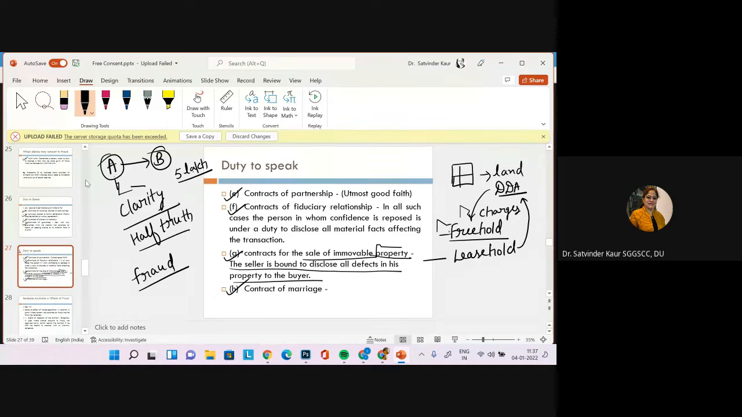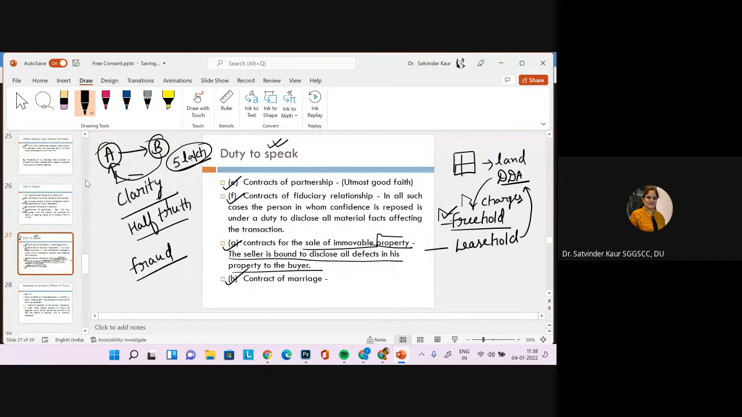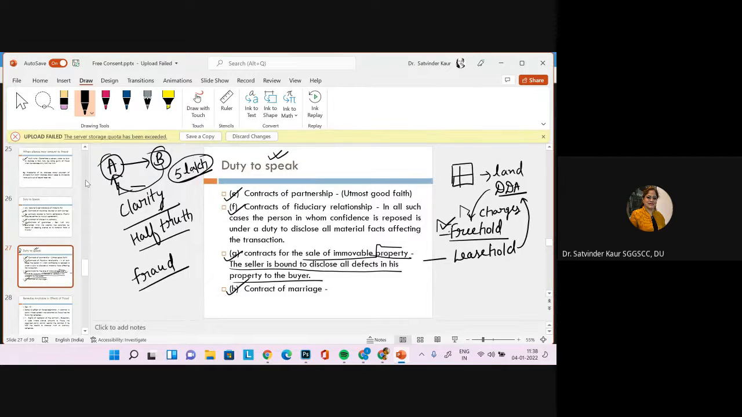So in that case there is a duty to speak, and if the person does not speak, it would amount to fraud. So later on, B can ask A to compensate, either by reducing the sale price by 5 lakh, which is required to get it converted into freehold, or B can ask A to get it converted into freehold and then transfer the property in his name. Right? Makes sense? Similarly, you can take out the point and write down the example for the same.